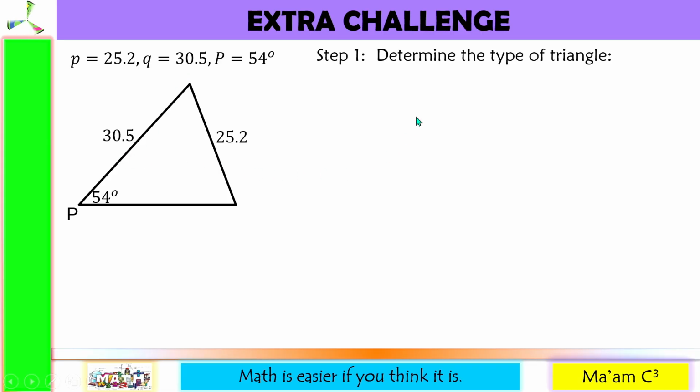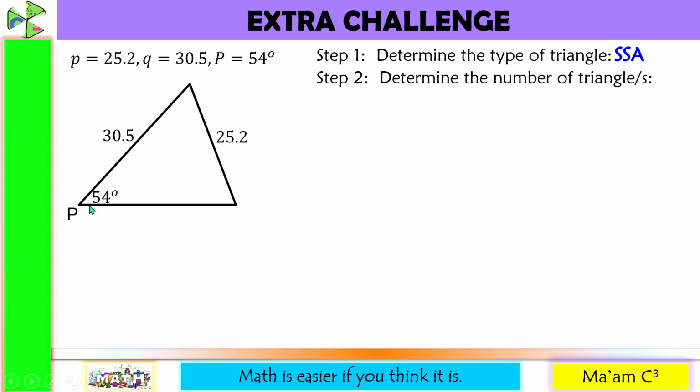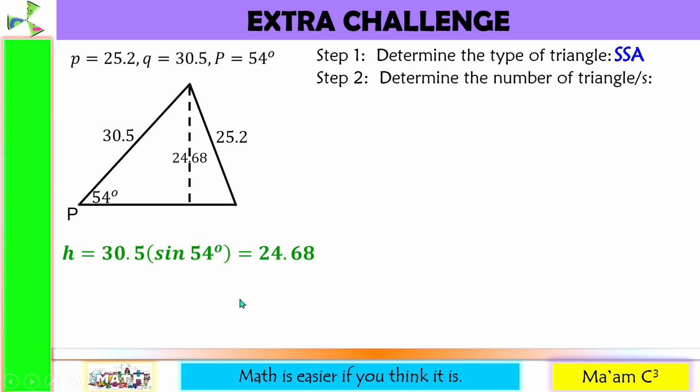Step 1, let us determine the type of triangle. We have side-side-angle, SSA. Again, ambiguous case. Step 2, let us determine the number of triangles that can be formed. Since our angle is acute, we have to solve for the height. And this is equal to, do not use the side opposite the given angle, use the other side, 30.5, times the sine of the given angle, sine 54 degrees. And this is equal to 24.68. So here is the height, 24.68.